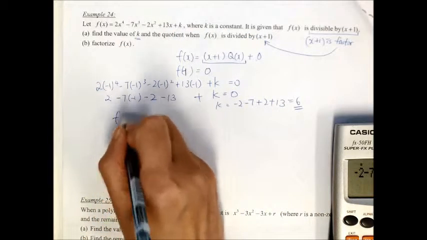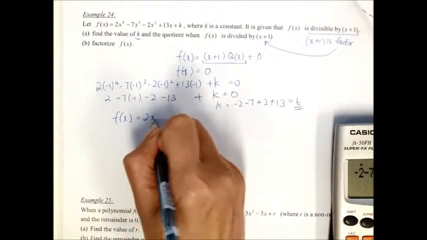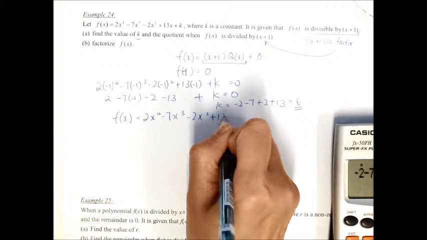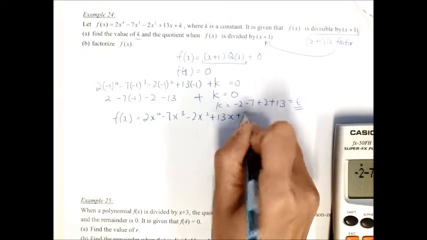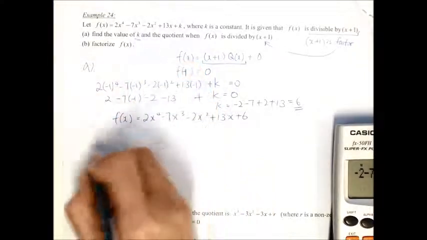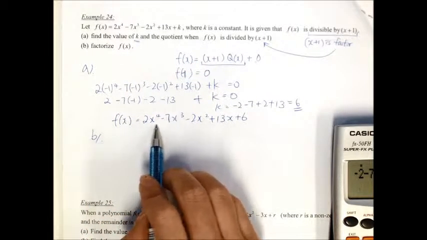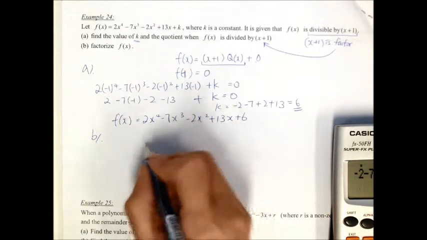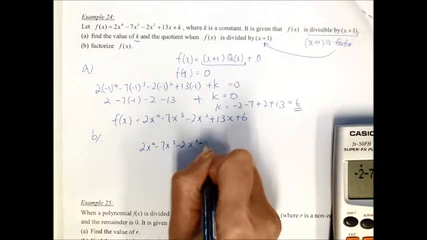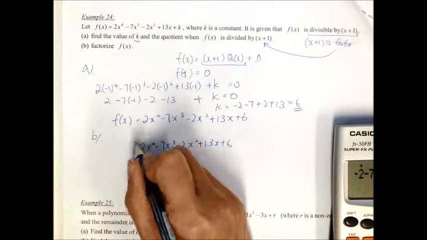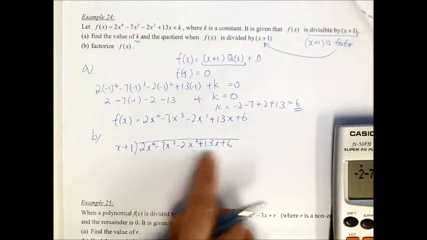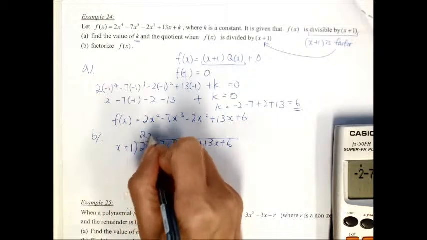Okay, so we write the function. It will be very long. Okay, this is our function. Part A is done. Okay, part B, we have to factorize it by long division. So do it carefully. The dividend inside divided by the factor x plus 1. Okay, let's carry this out one by one.